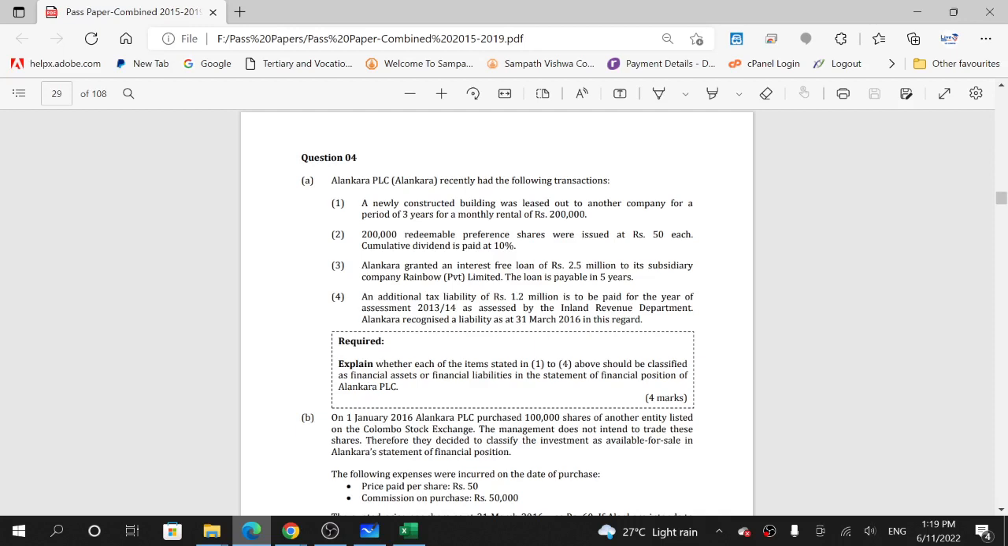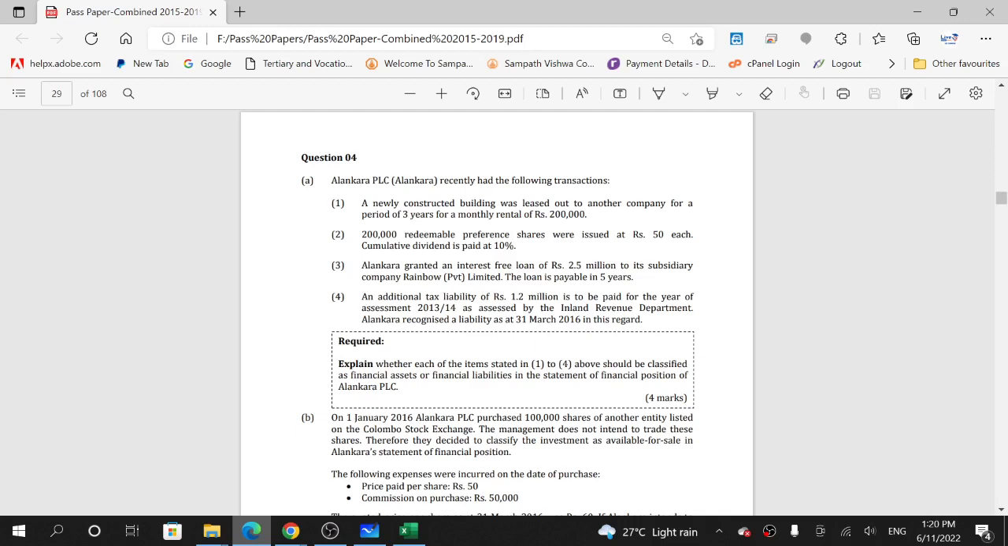Now we know when we start the financial instrument lesson, first of all we define what a financial instrument is. There we identify a financial instrument as any contract that gives rise to a financial asset of one entity, and a financial liability or equity instrument of another entity. That's how we define a financial instrument in broader terms. Then we identify there are 3 main categories under this. The first one is financial asset, second one is financial liability, and third one is equity instrument.